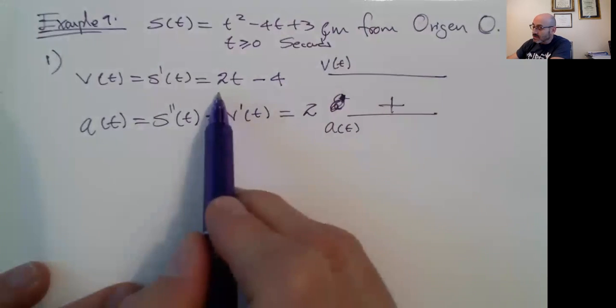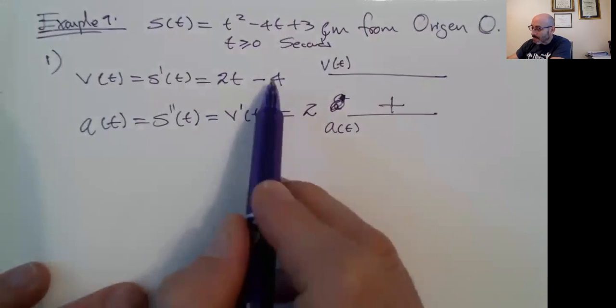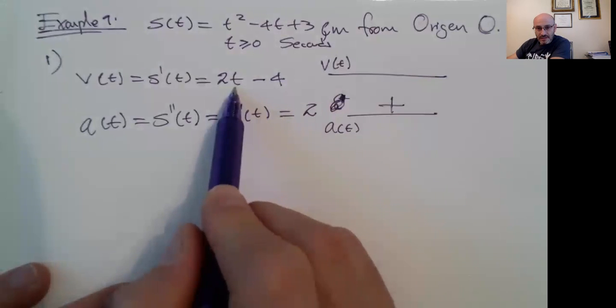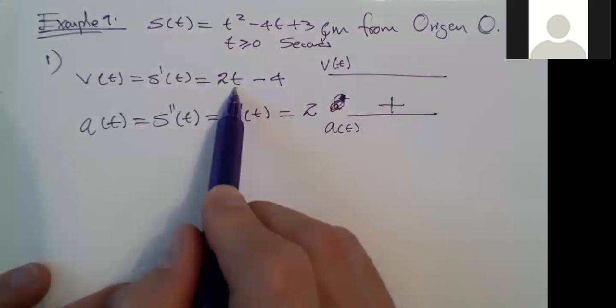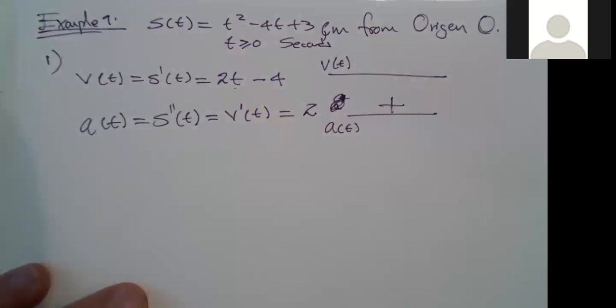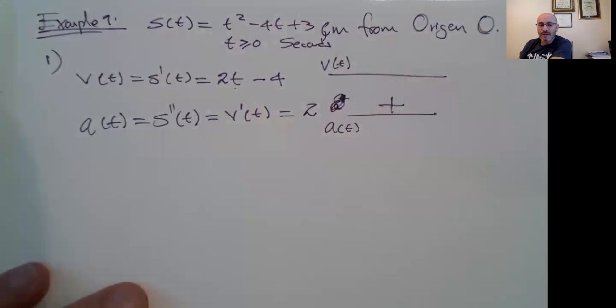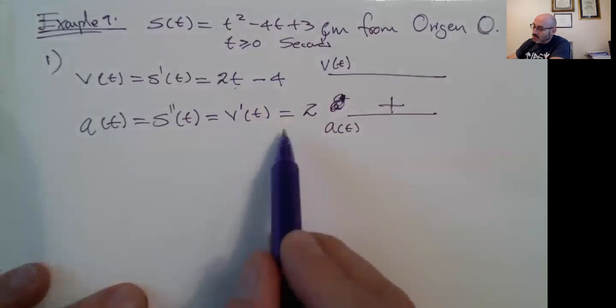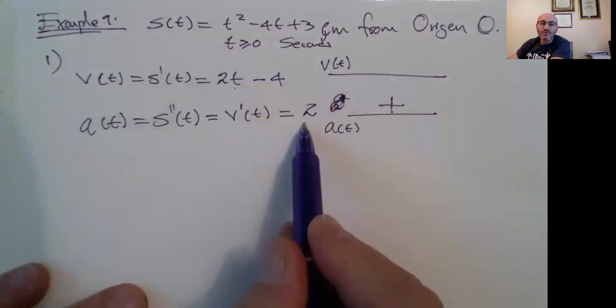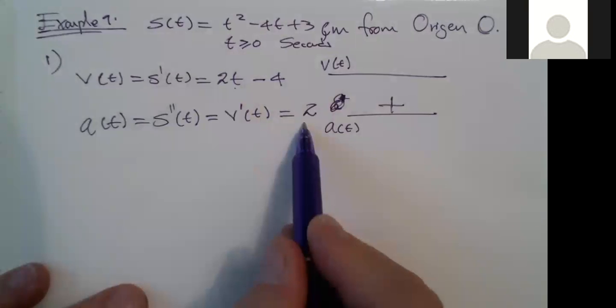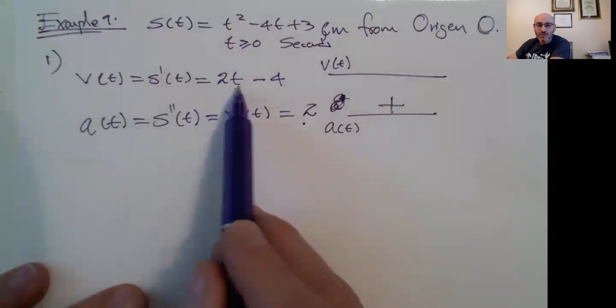The velocity, when will the velocity be 0? If t is equal to... I have a question. If the velocity is always 2, then shouldn't the acceleration be 0? No, you're mistaken. The acceleration is always 2, not the velocity. Oh, okay, got you. Okay, the velocity is 2t minus 4.